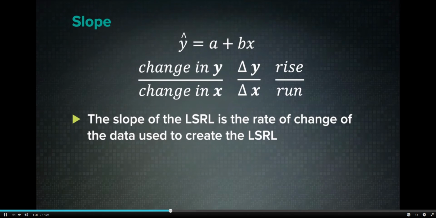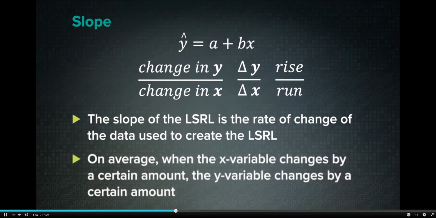The slope of the LSRL is the rate of change of the data used to create the LSRL. So I'm really talking about this rate of change in y over change in x. On average, when the x variable changes by a certain amount, the y variable changes by a certain amount. That is my slope, and that's what I'll need to interpret.